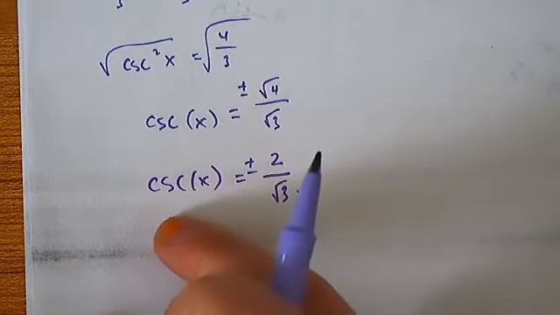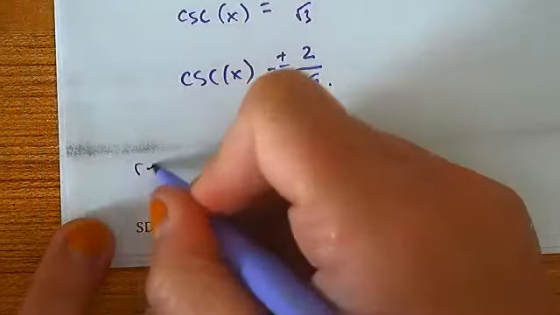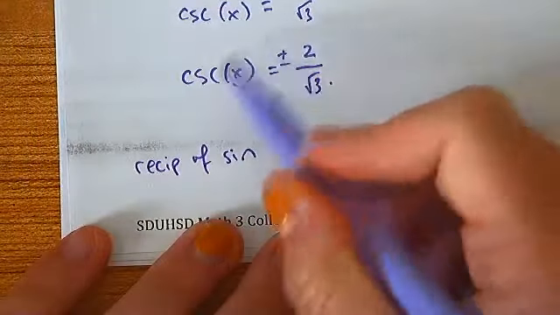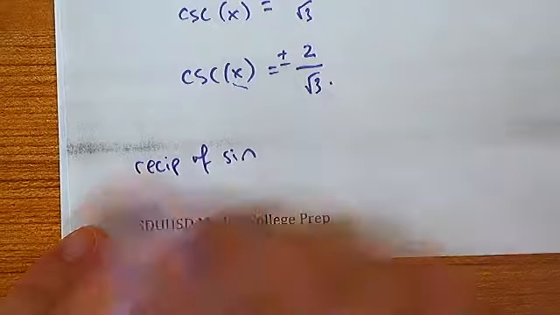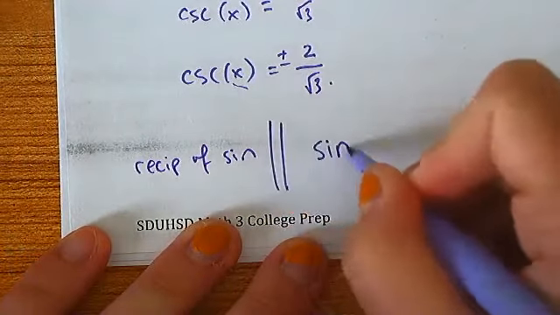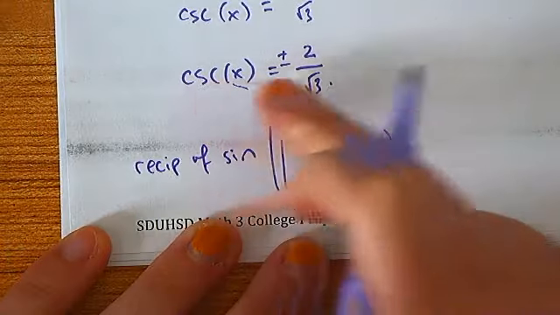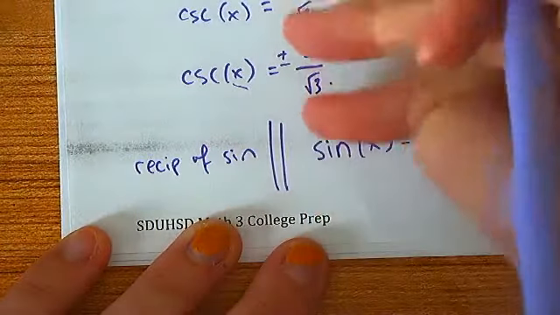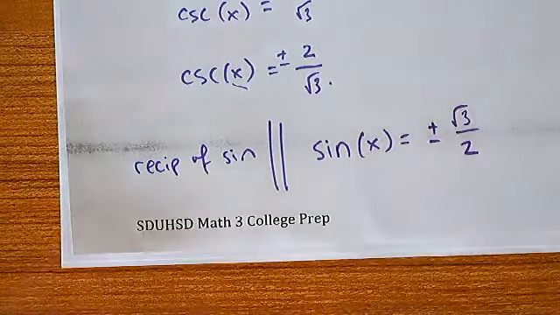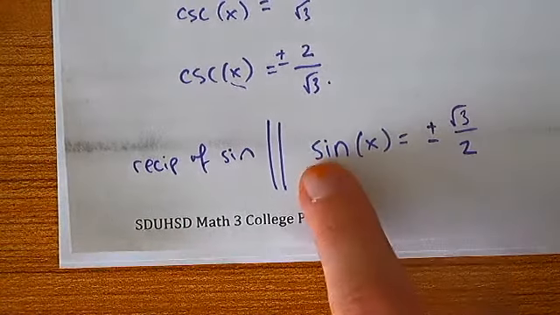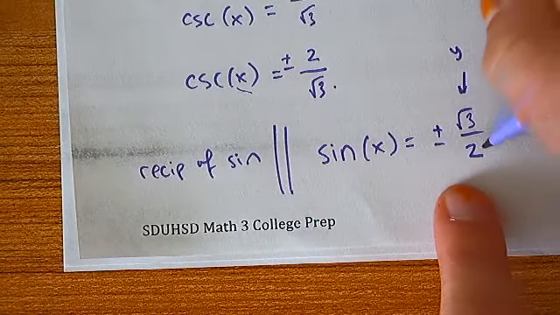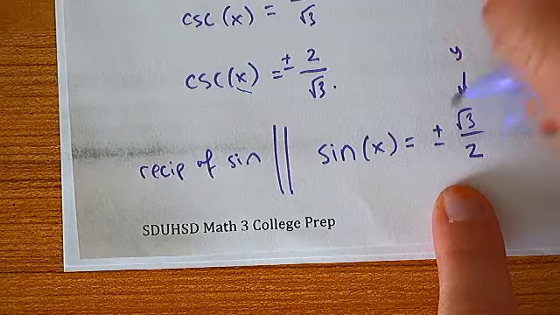What do we know about cosecant? Cosecant is the reciprocal of sine. So if you know what cosecant equals, don't you think it'd be a little bit easier to think about it in terms of sine instead of cosecant? So what is sine going to be equal to if this is cosecant? The reciprocal, just flip them. So this is equal to plus and minus root 3 over 2. So because we're talking about sine now, this means the y value on the unit circle needs to be equal to positive and negative root 3 over 2.